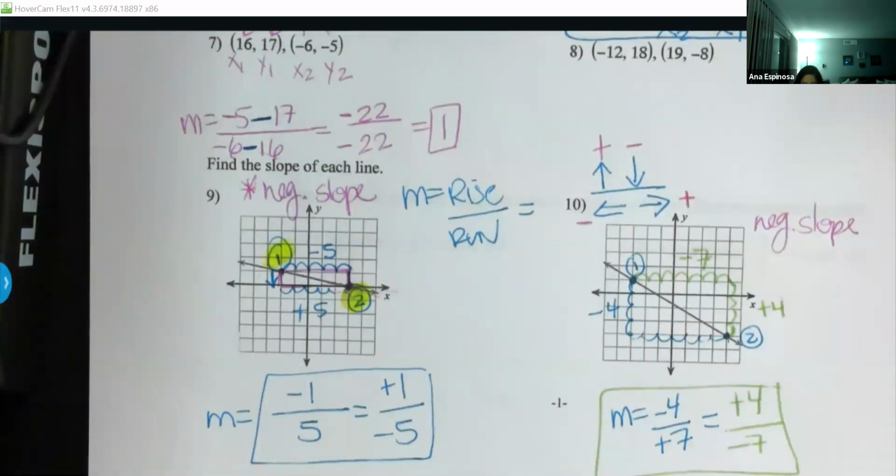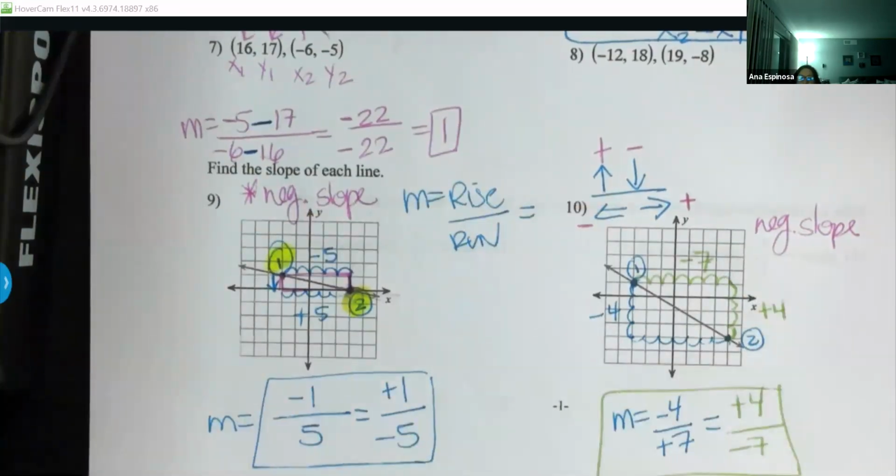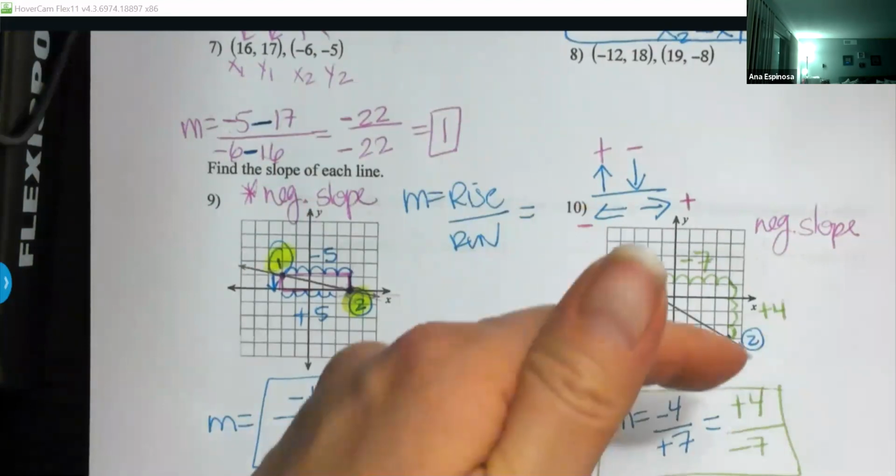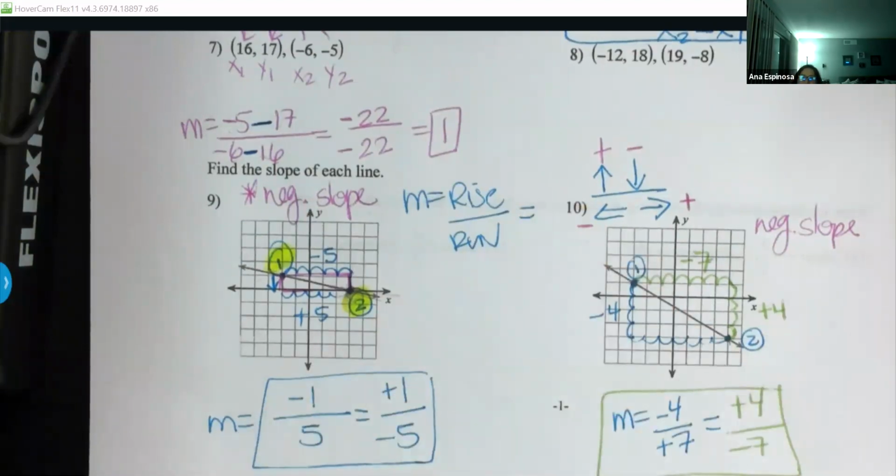So make sure that you know how to count this. You know how to find the slopes. If it's slanting or going down, it has to be a negative answer, whether the negative is in the numerator or the denominator, it doesn't matter, as long as there's only one single negative. Okay. All right, let's go on to the next one.